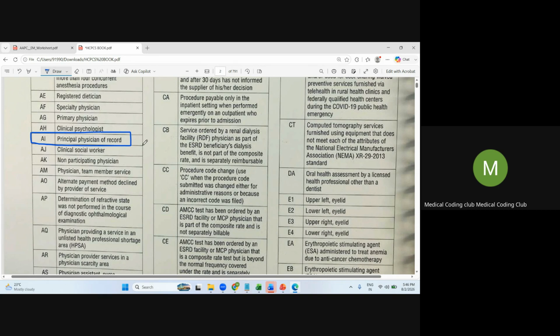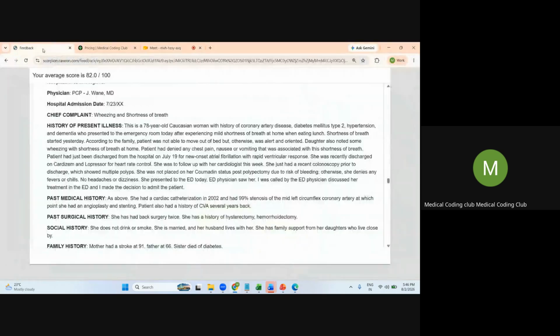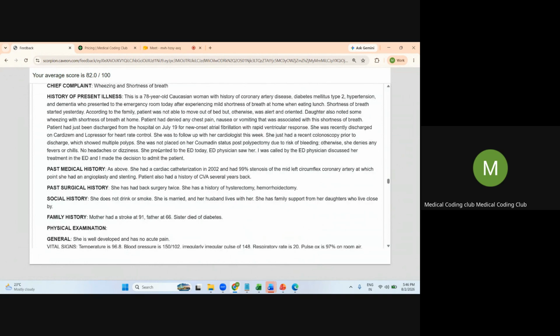Now I'll show you a live example of how we use this, in which scenarios we must append the AI modifier with the E/M code. So this is a medical record. You can see the CC is wheezing and shortness of breath, and you can just pause the screen and read the complete history of present illness (HPI).